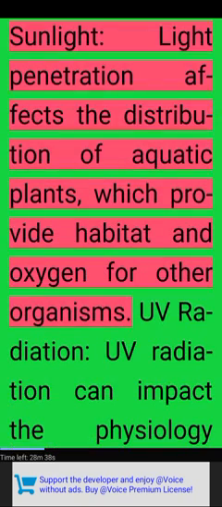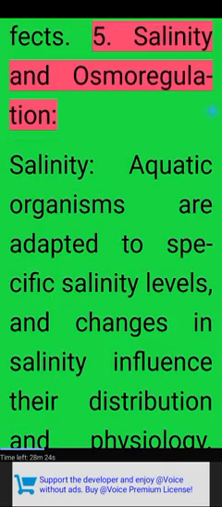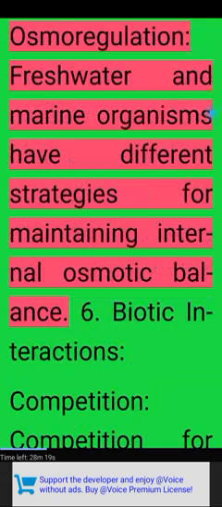Light penetration affects the distribution of aquatic plants, which provide habitat and oxygen for other organisms. UV radiation. UV radiation can impact the physiology and behavior of aquatic organisms, leading to adaptations to minimize its effects. 5. Salinity and osmoregulation. Salinity. Aquatic organisms are adapted to specific salinity levels, and changes in salinity influence their distribution and physiology. Osmoregulation. Freshwater and marine organisms have different strategies for maintaining internal osmotic balance.